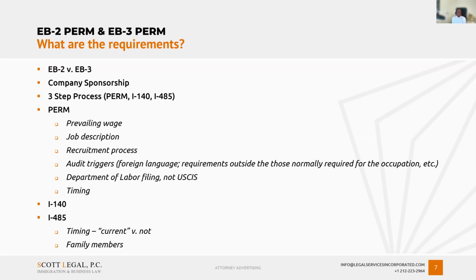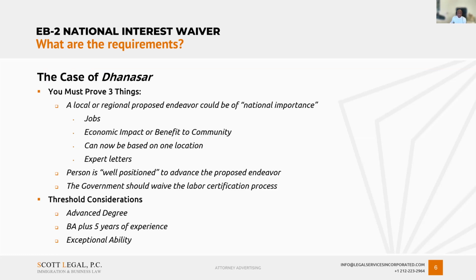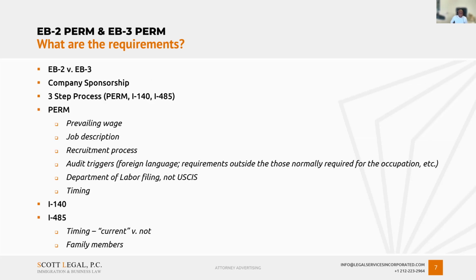Now, for national interest waiver, in terms of the types of petitions, people move from non-immigrant visas. We do a lot of E2s to national interest waiver. We do some TNs and H1Bs to national interest waiver as well. So really, it is about looking at what the person is coming to the United States to do, what their proposed endeavor is, and then seeing if we can build a national interest waiver case around that.